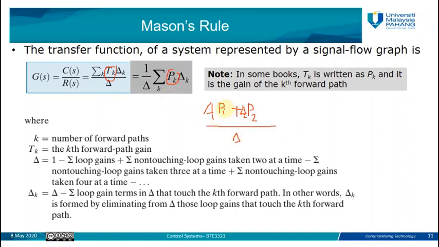Okay. Now we already have P1 and P2, which represent the gain of forward path number 1 and forward path number 2. We need to find more about delta 1, delta 2, and delta. In order to find delta, we need to find the loop gains, because delta is equal to 1 minus the loop gains. Then we need to find non-touching loops, 2 at a time, 3 at a time, and so on. After we find delta, we can find delta 1, which is equal to delta minus the loop gains in terms of the kth forward path.